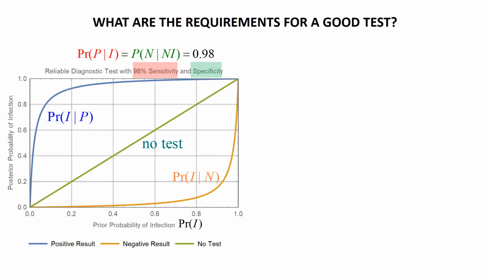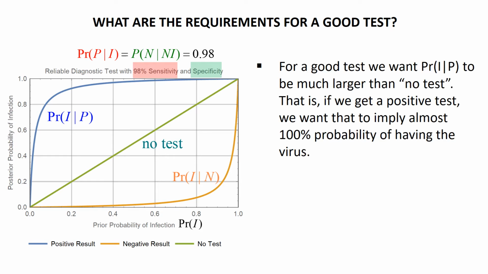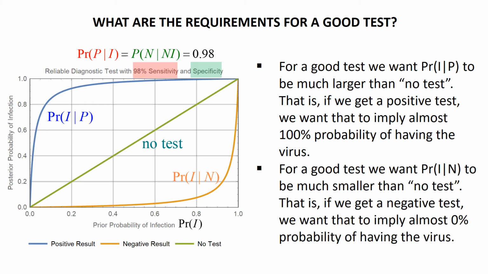Okay, so what are the requirements for a good test? Let's have a look here. For a good test, what we want is the probability that you're infected, given that you tested positive, to be 1. But as it will never be 1, we want it certainly to be larger than no test. So no test is the green diagonal line. For a good test, we also want the false negatives to be much smaller than no test. Ideally we'd like those to be 0, but that's not really possible. So we'd like it to be hugging the x-axis as much as possible.